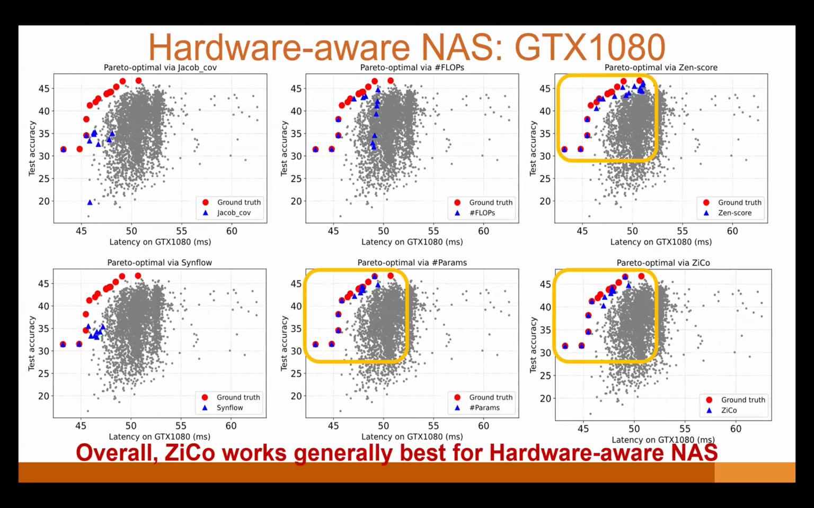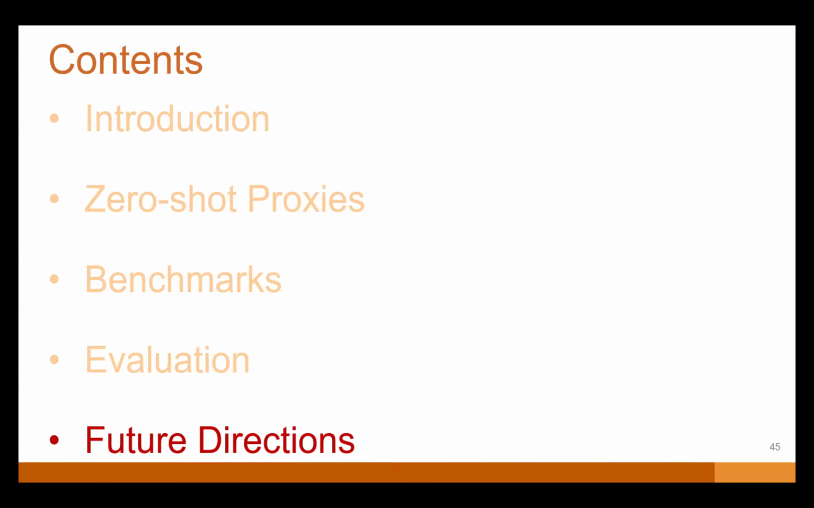Last but not least, on a different GPU, so different figures altogether, the GTX 1080, you see the story is pretty similar. In this case, it's for latency. If the limit is around 50 milliseconds, only these are very close to the Pareto optimal, only this and only this. So again, this Zico approach seems to be generally the best for this kind of hardware-oriented NAS.